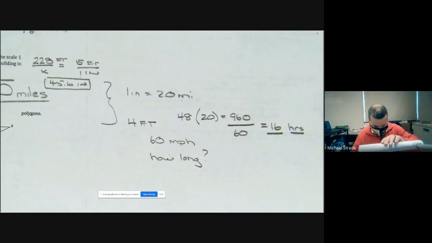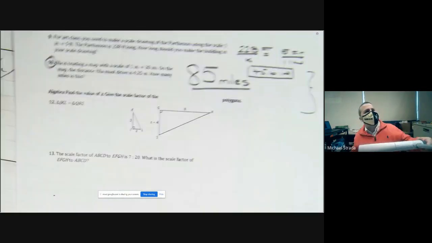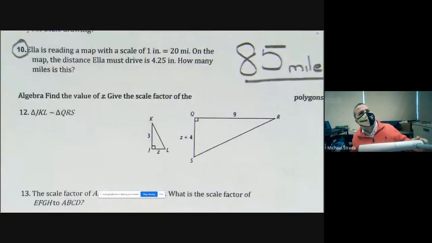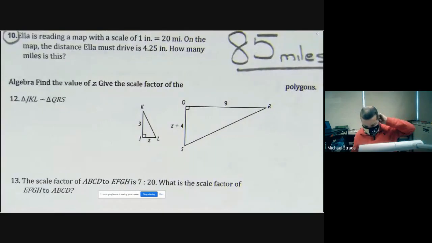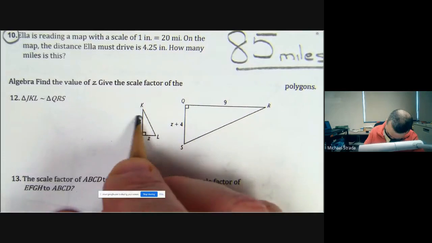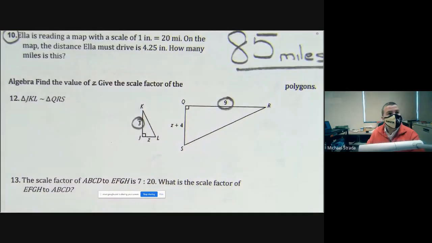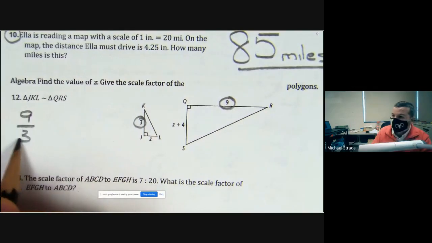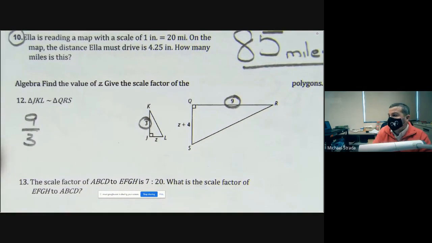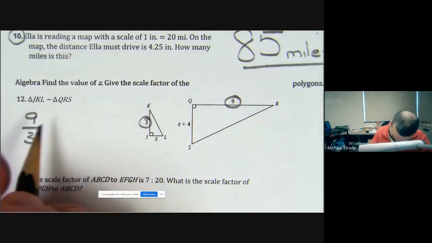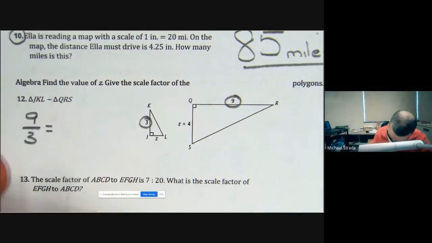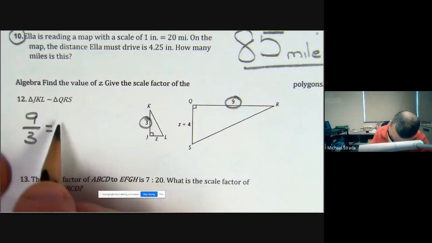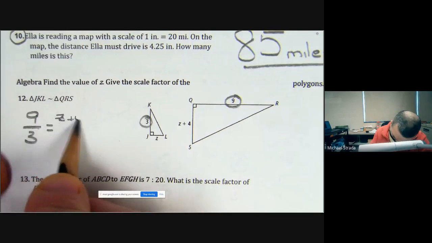Okay, now a little more algebra. Find the value of x given the scale factor of the polygon. All right, I look for the numbers, 3 and 9. So I set that up, 9 over 3. You can reduce if you want, if that makes your life easier, makes your numbers small. The other side associated with the 9 is the z plus 4. Associated with the 3 is just z.